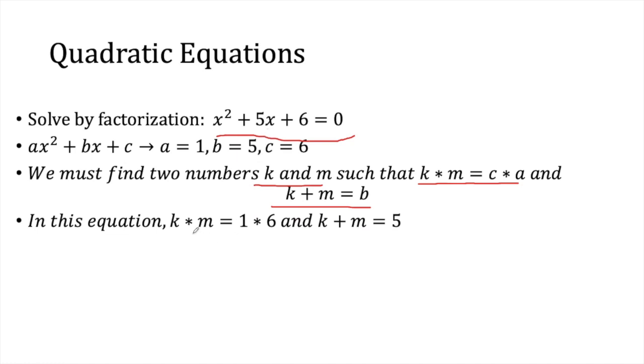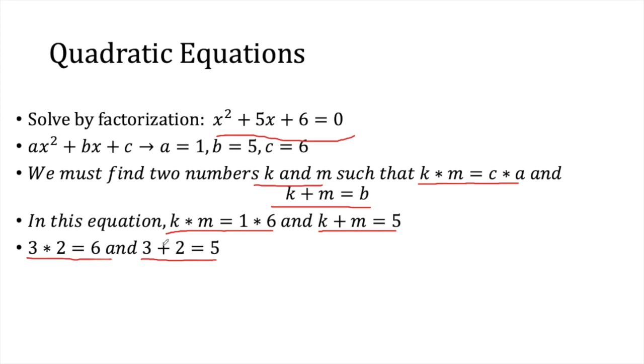So you see, in this equation we need to find k times m equal to 1 times 6 and k plus m equal to 5, and 3 and 2 work because 3 times 2 is equal to 6 and 3 plus 2 is indeed equal to 5.